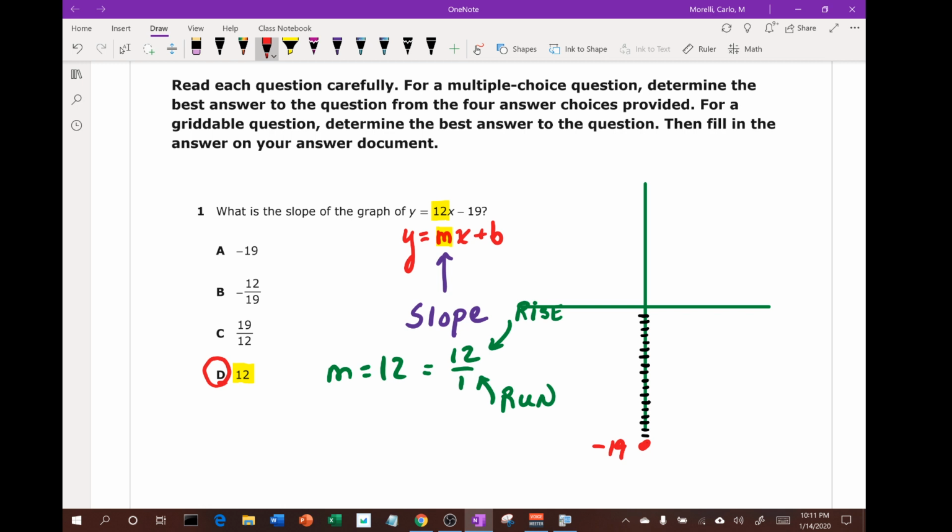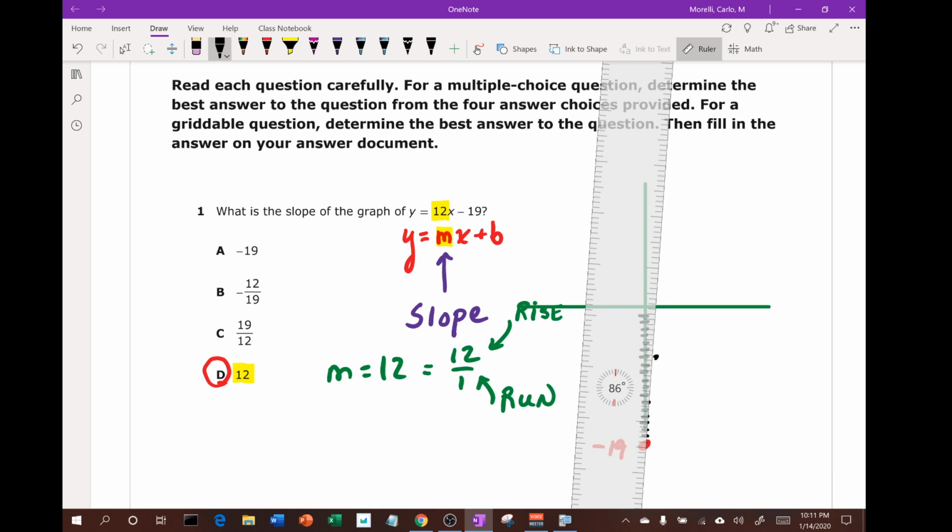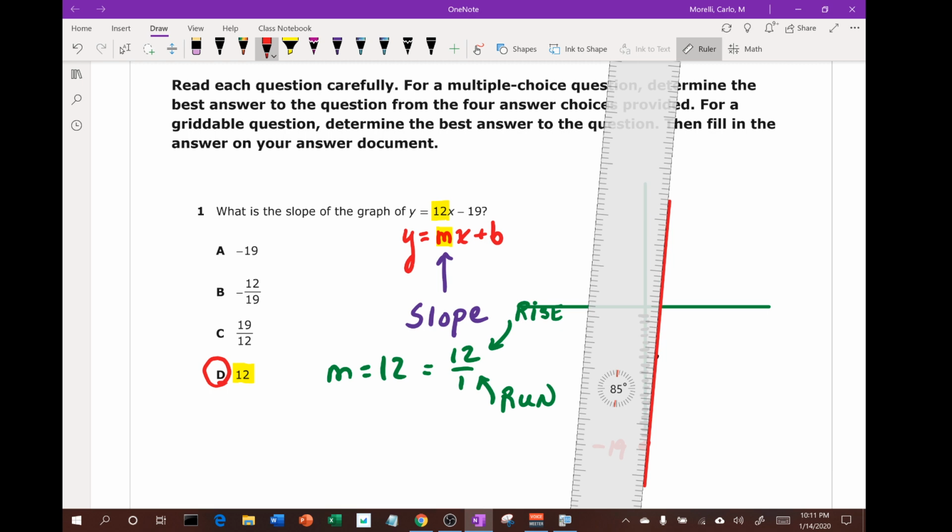And your first point that you could plot would be from that point up 12 over 1. So up 1, 2, 3, 4, 5, 6, 7, 8, 9, 10, 11, 12 over 1. Okay, so approximately right there. So your graph would look something like this. Okay, just something like it as a rough approximation of what your graph would look like.